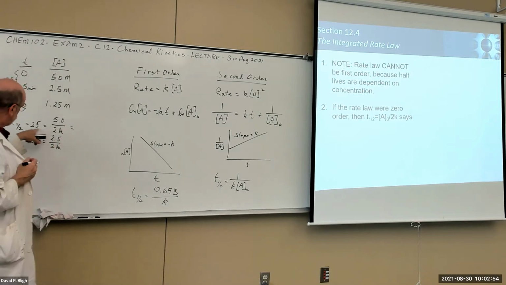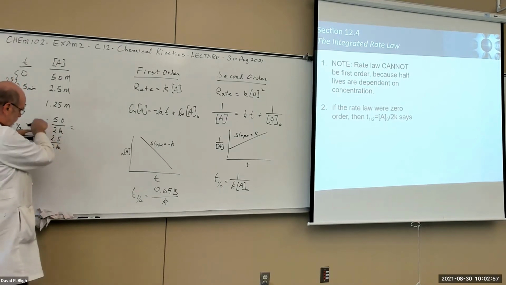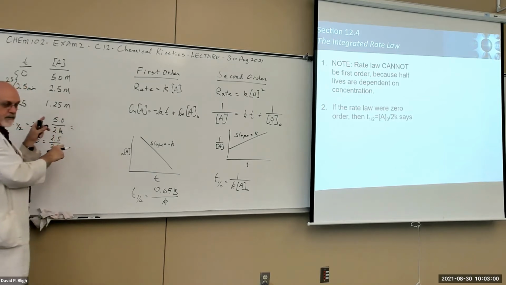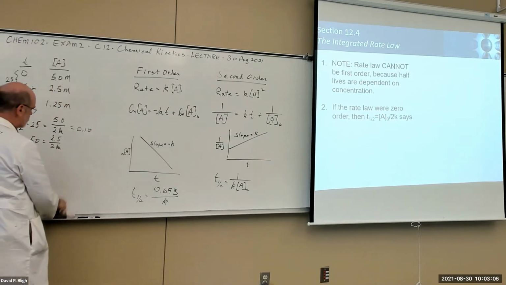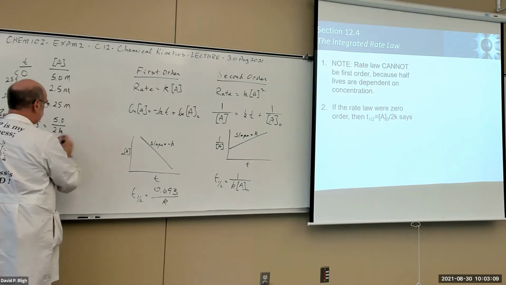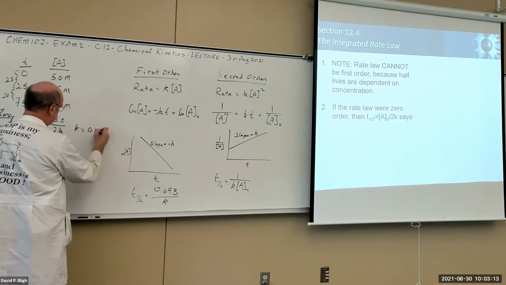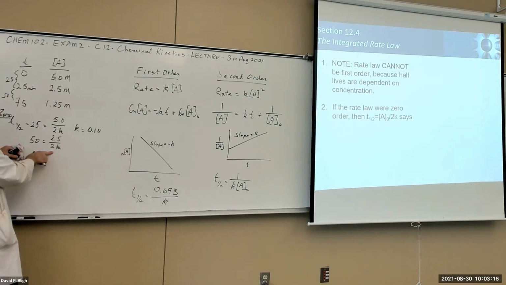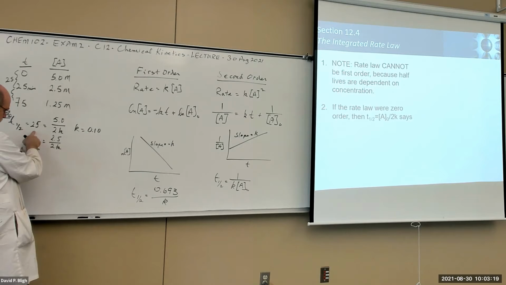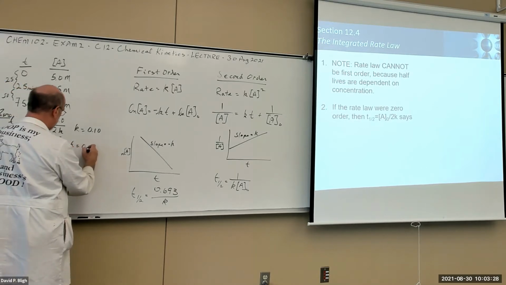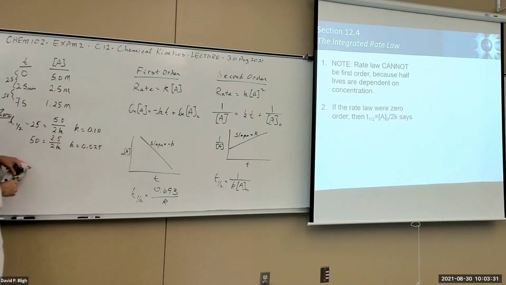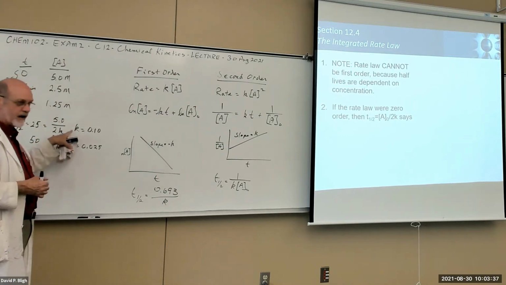So what would K be here? Well, let's see. 2 times 25 is 50. And then bring 50 over here, put K over there. So 5 divided by 50 is 1/10. Oh, excuse me, that's not right. K would be equal to 0.1. How about this one? If we bring K over here, and then put 50 over here, 2 times 50 is 100. 100 divided into 2.5 means K is equal to 0.025. So it cannot be 0 order because it's got 2 different K values.